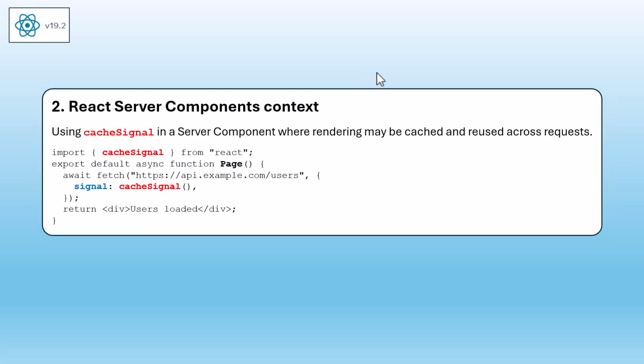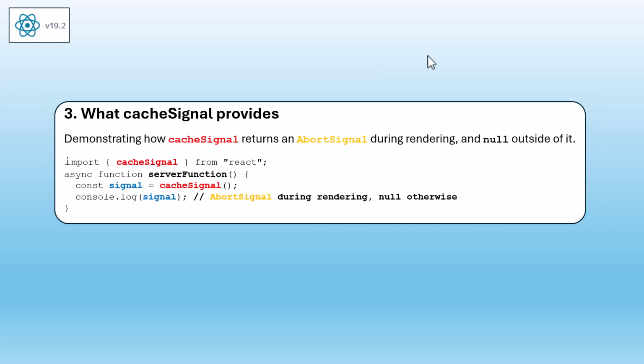2. React server components context. React server components introduce a rendering model where work can be cached and reused across requests. Because of this, some operations may continue running even when their results are no longer needed. For example, a data fetch might still be in progress even though React has already finished rendering or decided to abort the render. cacheSignal exists to solve this problem by providing a signal that represents the lifetime of the render's cache.